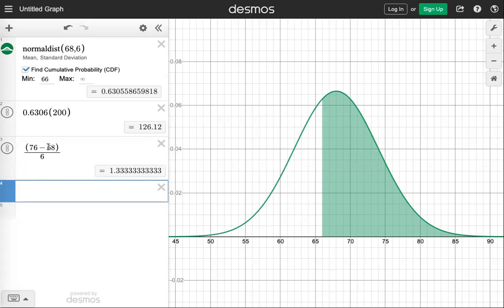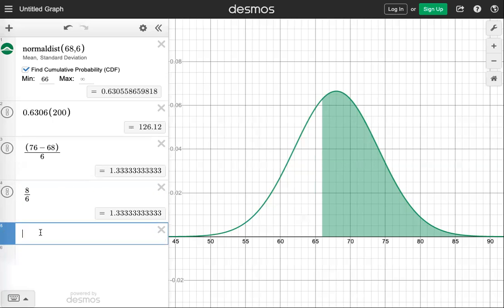So what is 76 minus 68? That's actually going to be 8. And then since we're still dividing by 6, we get 8 over 6 as a fraction. But if we were to reduce that down to lowest terms, we could divide the top and bottom by 2 to get 4/3. So 4/3 is going to be my answer.